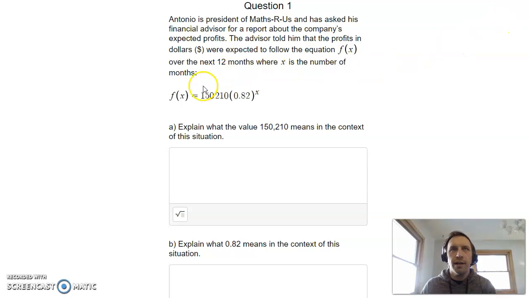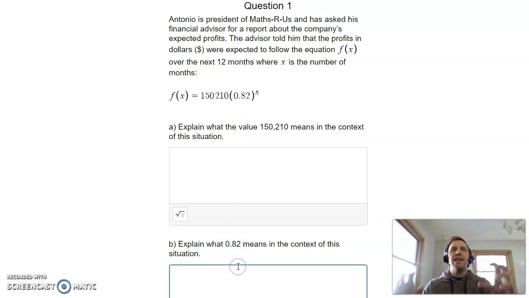This first question right here, the main point we're looking for is that you understand in context this number is the initial value. That's the initial value which represents the profits that they started with. Okay, so the idea is this is the profits that they started with, $150,210. All right, what does the 0.82 mean then?